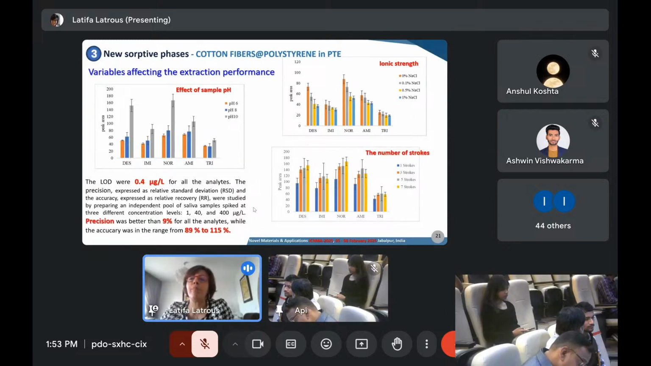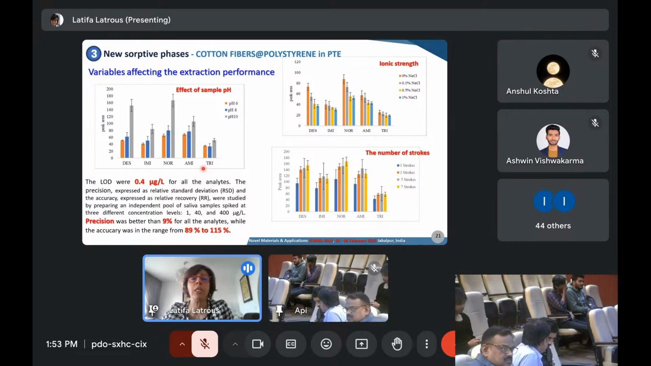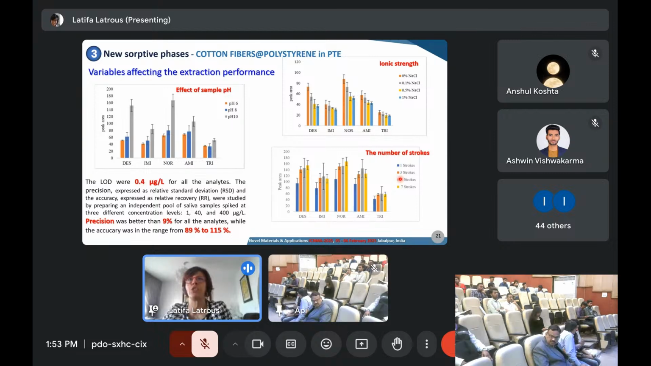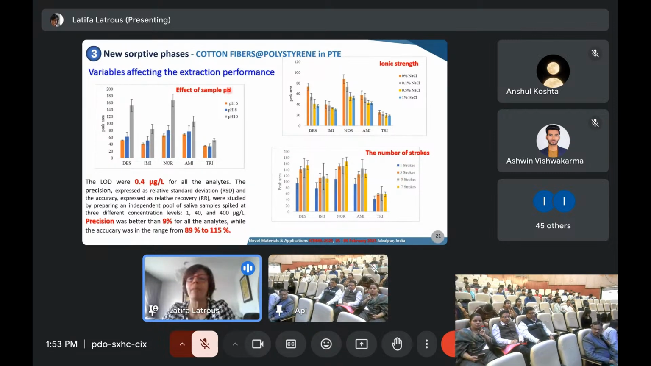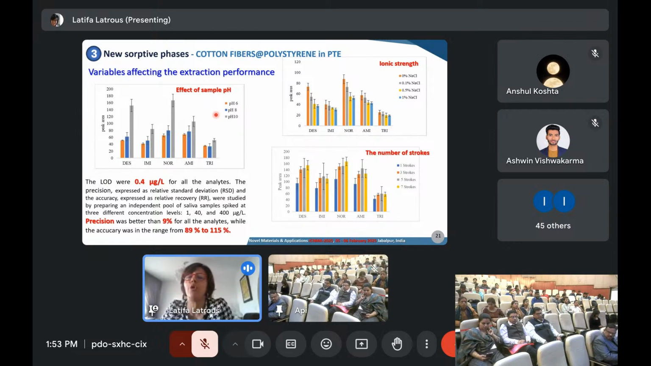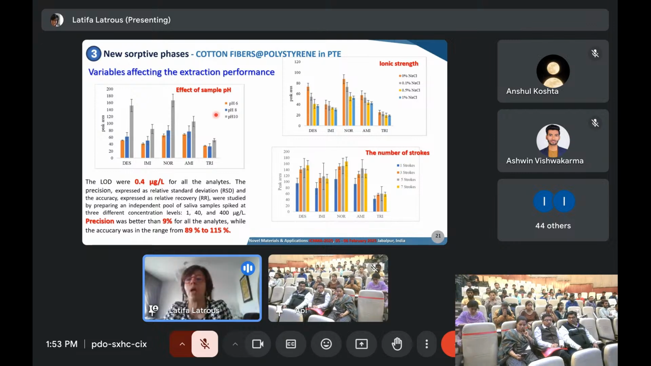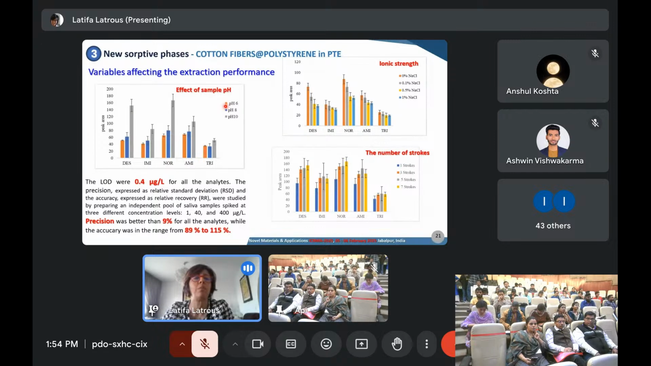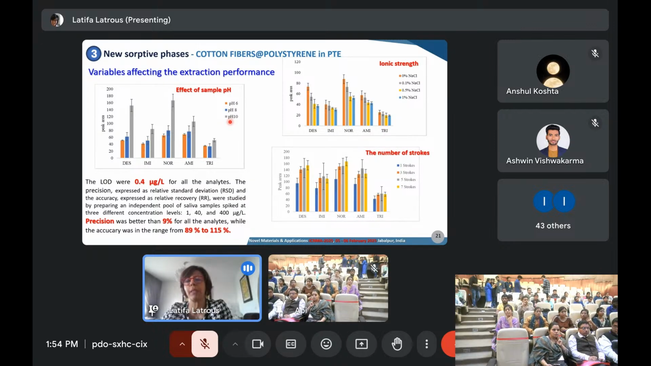The extraction performance is affected by several factors, including pH, ionic strength, and the number of strokes or cycles, as I said, just to draw and eject. Therefore, we begin with pH. pH plays a crucial role because it affects the dissociation equilibrium. We consider the chemical characteristics of the analyte. The sample pH was studied from 6 to 9, and higher pH values were not evaluated to guarantee the stability of the sorbent and the analytes.